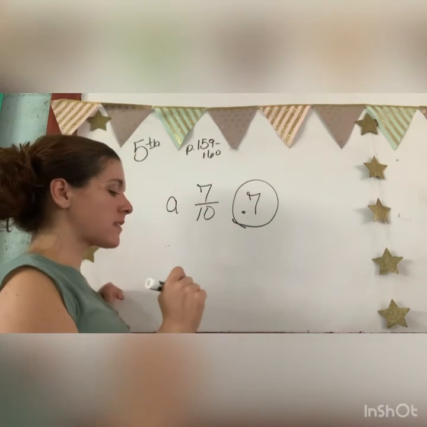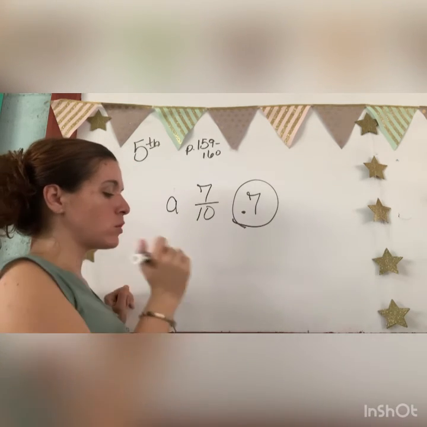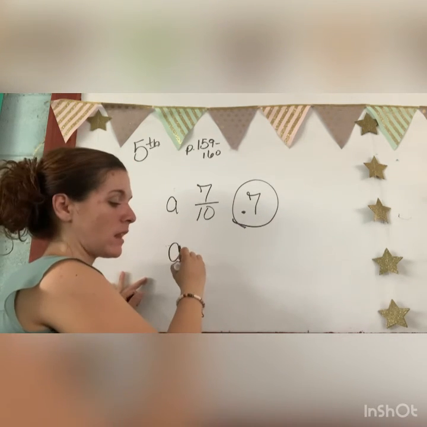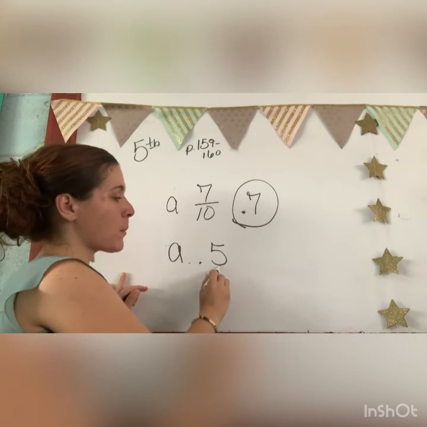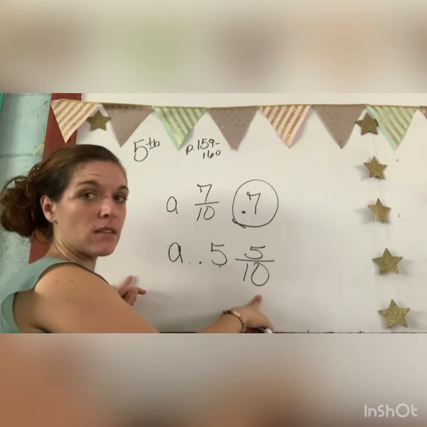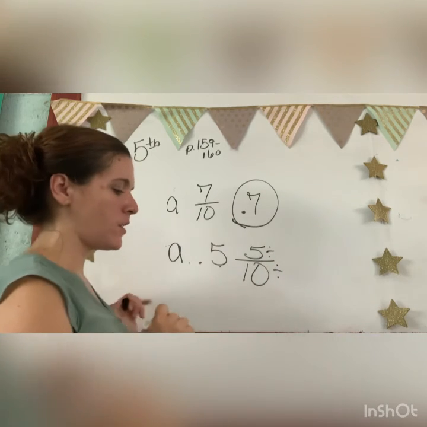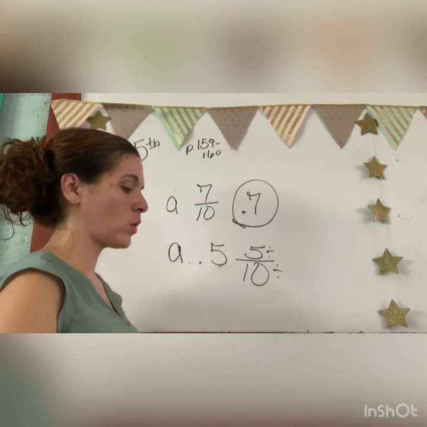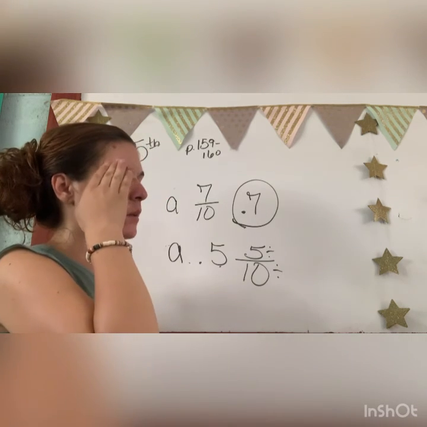And then, look what it says, number 8. Change these decimals to fractions and reduce to lowest terms. So look at letter A, 0.5. Okay, there's 1 number after the decimal place, so you have 5 over 10, because it's 1 0 then. And then you reduce. And you guys can reduce that one all by yourself. Okay, let's see what else.